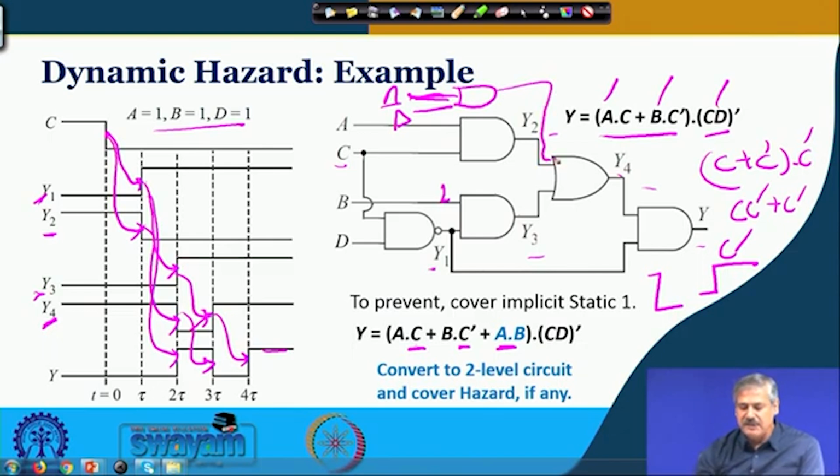And after that, you will see that when A, B and D are equal to 1, A B is held at 1. So, 1 and C D prime, so basically 1 and C prime, that is what we will get, or C prime. So, only one transition will take place.